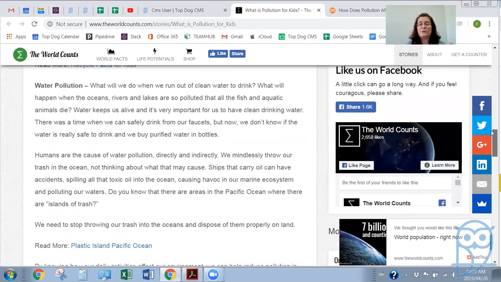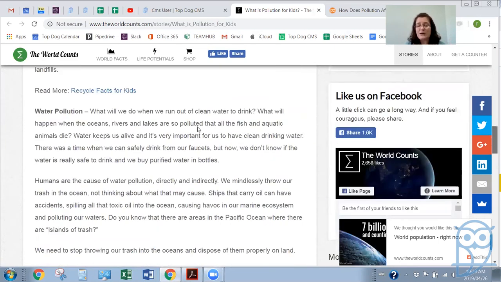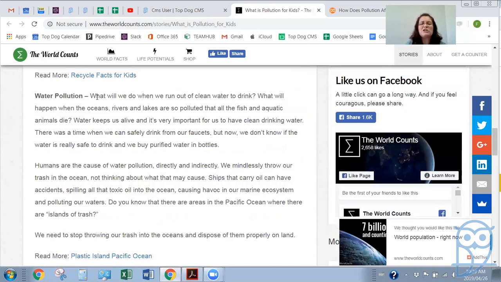And you can read this for yourself through the links. You'll see how they go into pollution. For example, let's look at this very last one. Water pollution. What will we do when we run out of clean water to drink? That nice question that is put at the beginning of the paragraph to make you think, and then it explores it. And it gives more questions even.